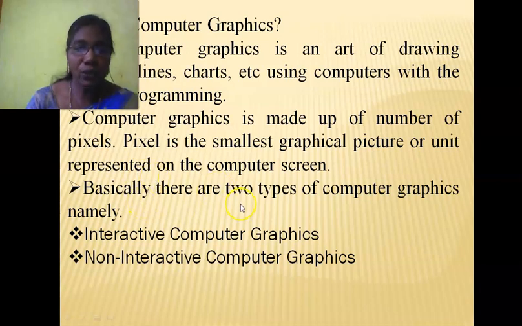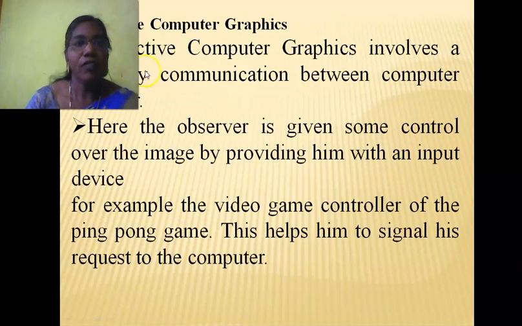There are two types of computer graphics, namely interactive computer graphics and non-interactive computer graphics. First, let us see what interactive computer graphics is. Interactive computer graphics involves a two-way communication between the computer and the user. Here the observer is given some control over the image by providing him with an input device, for example, the video game controller of the ping pong game. This helps him to signal his request to the computer.